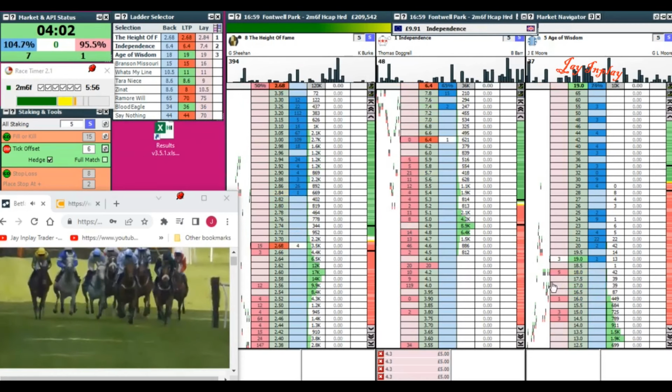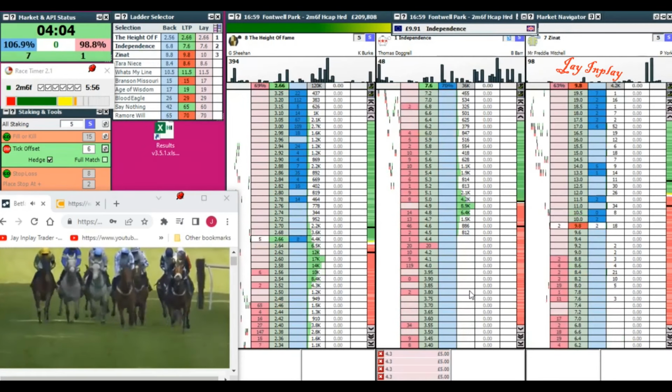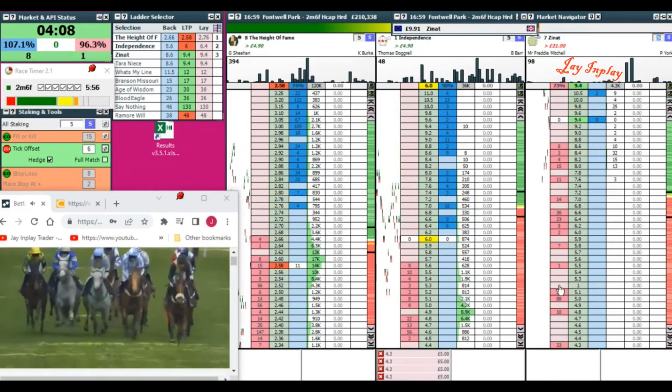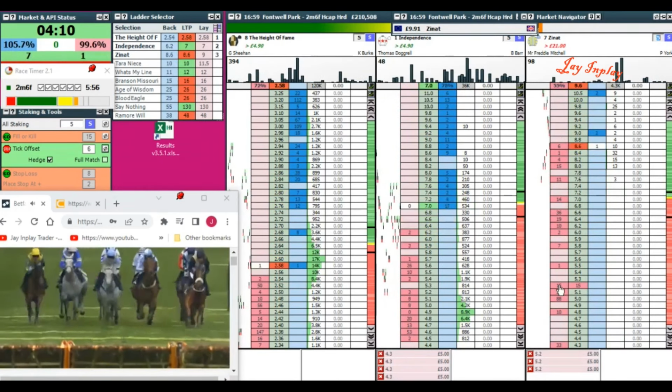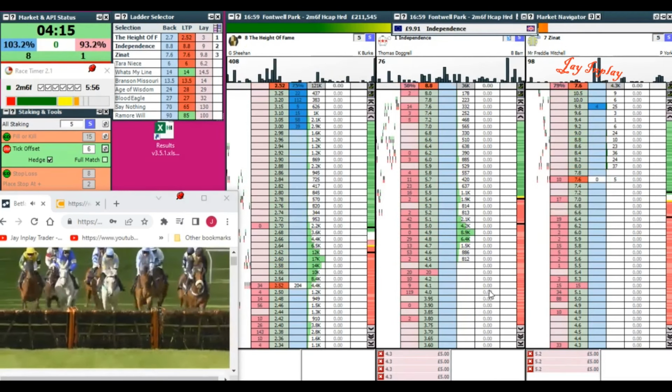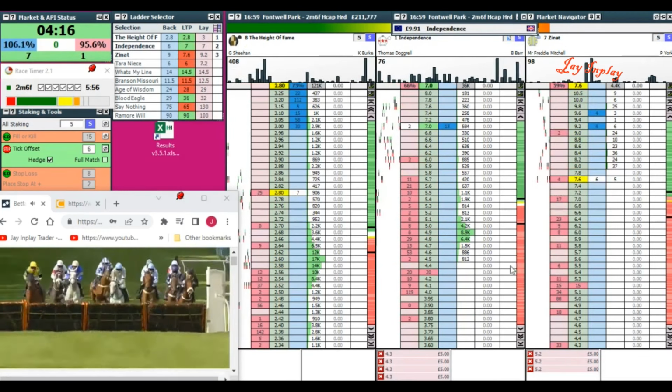Tara Nice decides to go the wide route as the Height of Fame continues to lead, from What's My Line. I'm also going to have a look over here at Ramore Will at 5-2, one length back, because I think that is a good position. Zinat is deep down in the race, the grey in the white, blue and yellow stripes. We may have to take a profit in this race. Chasing the leaders is Branson, Missouri next.